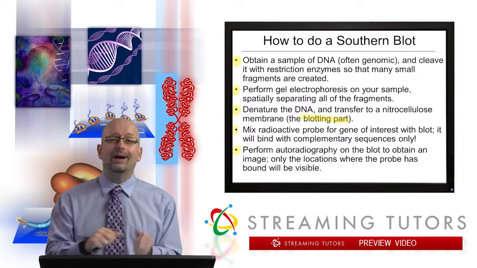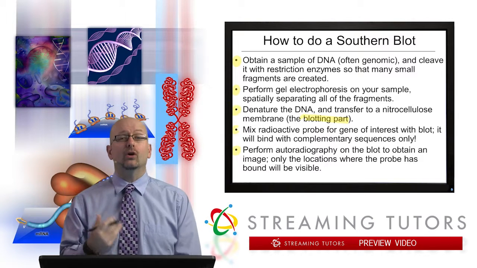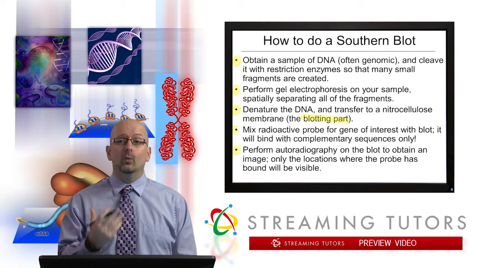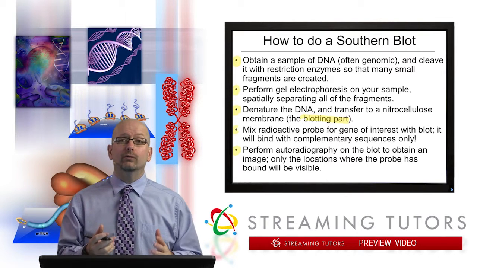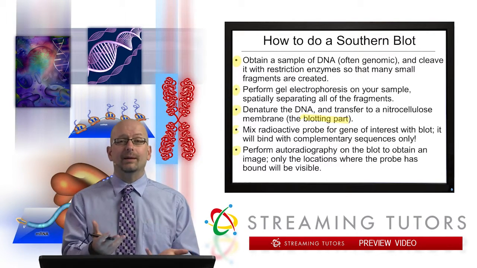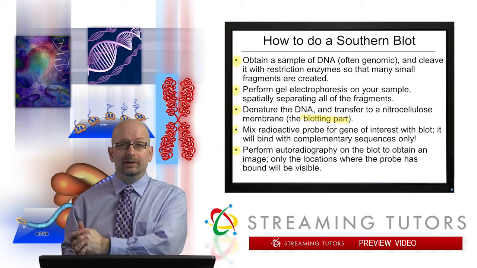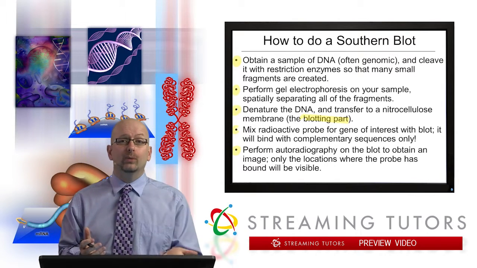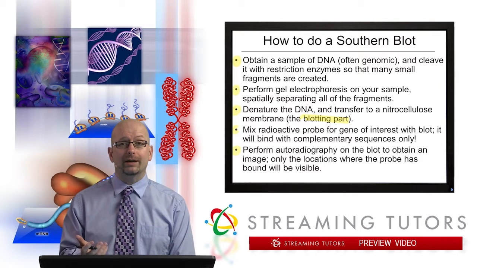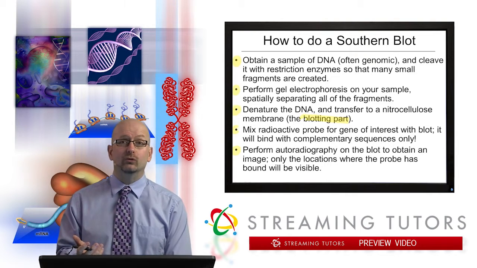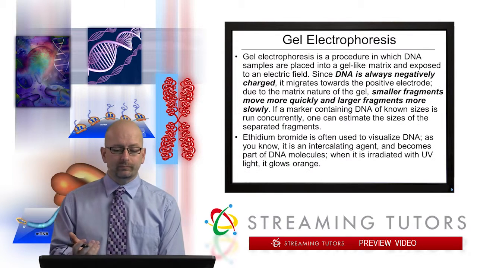and only the locations where the probe has bound will be visible. Sorry to keep saying this, but there are certain similarities with the procedure we use to make a genomic library. The big difference is you're not taking these samples and saving them and putting them in cells. We're just doing an analysis to see what's there. And if you're doing a paternity test as one example, that's all you'd really care about.